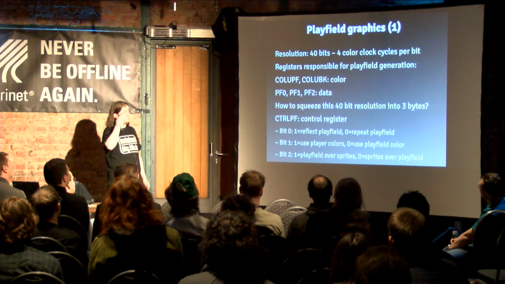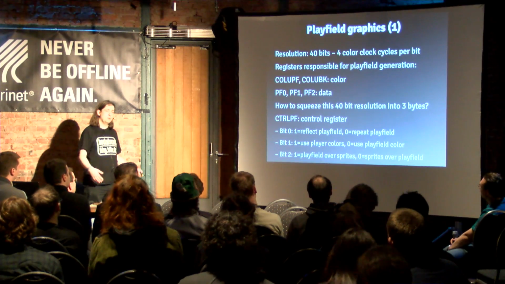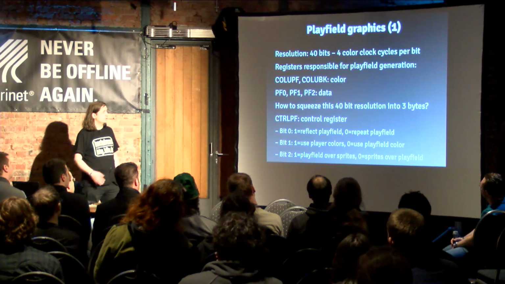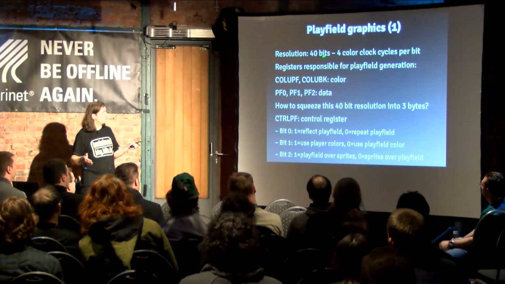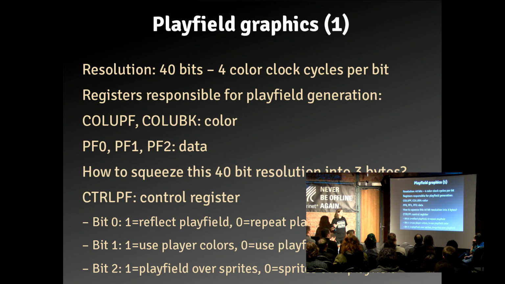So we've got about two different kinds of graphics that can be put on. The one is called playfield graphics, which is some kind of a background. We've got a resolution of 40 bits. With 4 color clock cycles each, that's 160 across, so divided by the 40 bits, it looks much more blocky than the player data. The player data, you only have two sprites, we can do this later on. We've got 2 colors and only 3 registers for this one. So how are we going to squeeze 40 bits of resolution into 3 bytes?